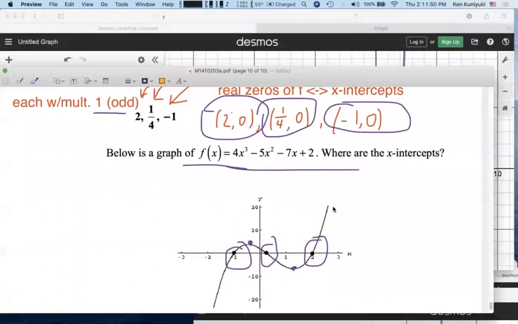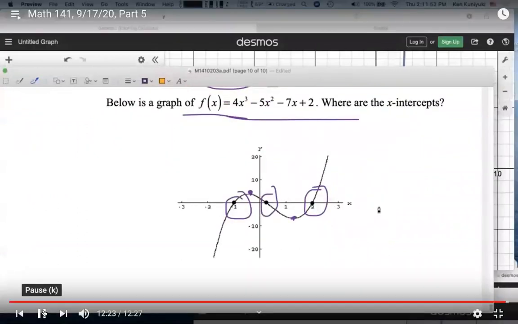All right, next up, we've talked about real zeros of a function corresponding to x-intercepts. What about the imaginary zeros? Okay, so that's 2.3.